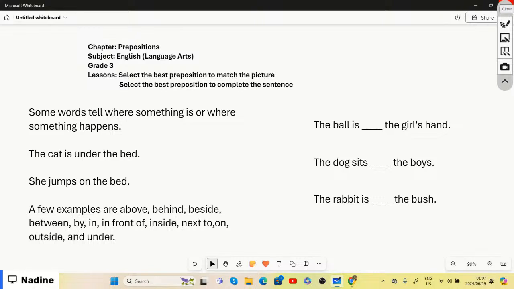All right. So when it also comes to prepositions, right? A few examples of the most commonly used prepositions are words like above, behind, beside, between, by, in front of, inside, next to, on, outside, and under. Those are the most common prepositions. And those are examples of the sentences that we will also be doing.